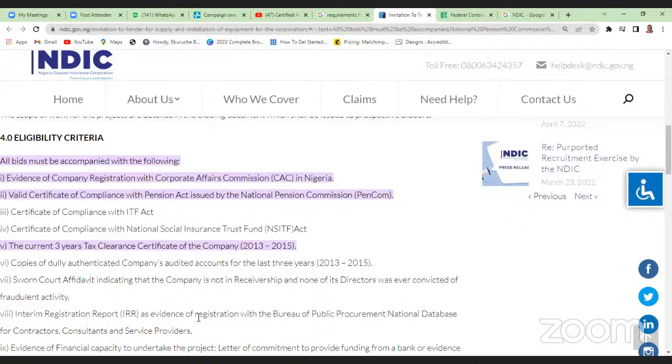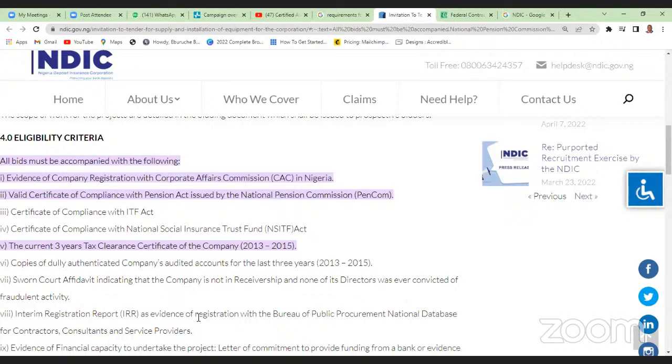Then the next one is compliance certificate from the National Social Insurance Trust Fund. And then you have your tax clearance certificate. Now these ones are basic. From 1 to 5, they are compulsory. Whether you're doing construction, goods procurement, or service rendering, whatever you're doing as far as contract is concerned, you need all these documents.